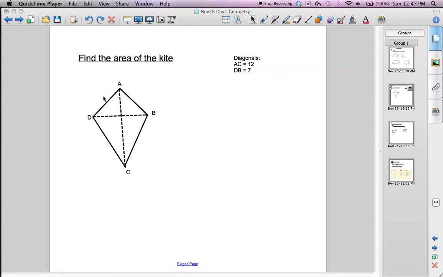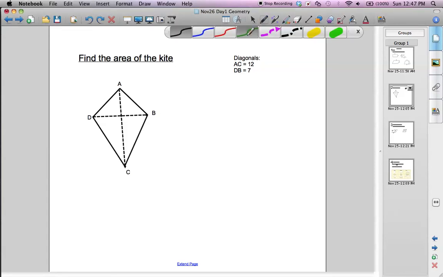Hello, this is Mr. Collier, and today we're going to be finding the area of kites and a rhombus. So let's take a look at this kite here. First, let's talk a little bit about what a kite is. A kite has the following properties.